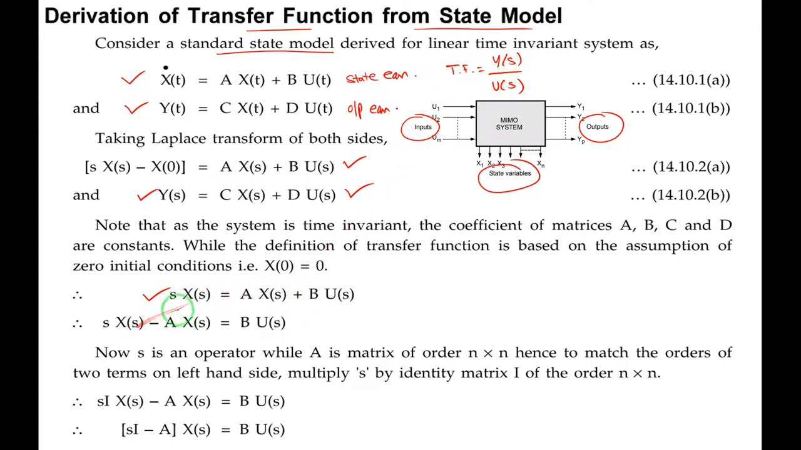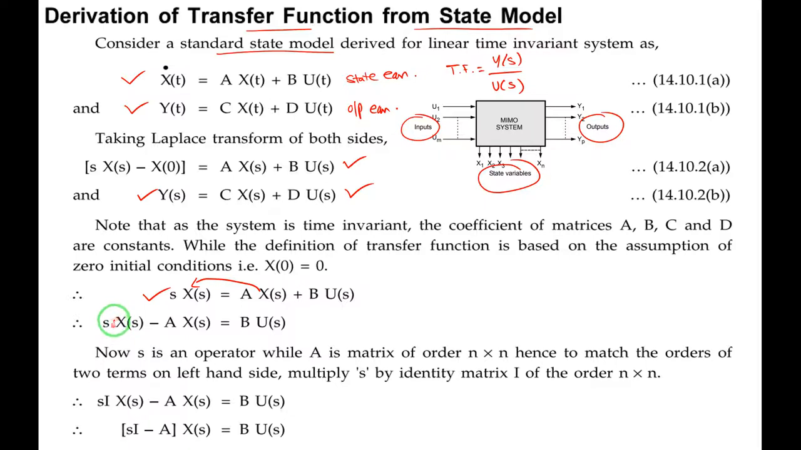So s into X of s, take this A this side: minus A into X of s, equals B into U of s. From this I will be getting U of s, so we will proceed slowly. Yes, s into X of s minus A into X of s. A is a matrix and s is an operator, so I should make this also a matrix of the same order as A. So let me take the identity matrix.